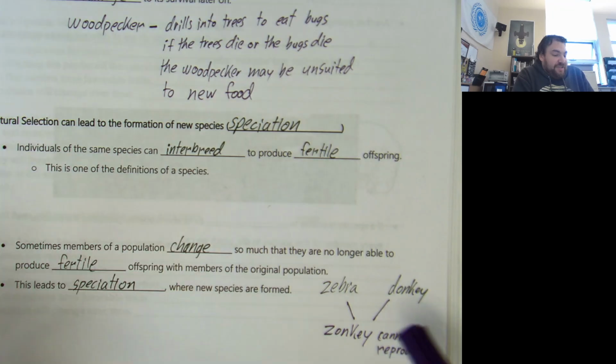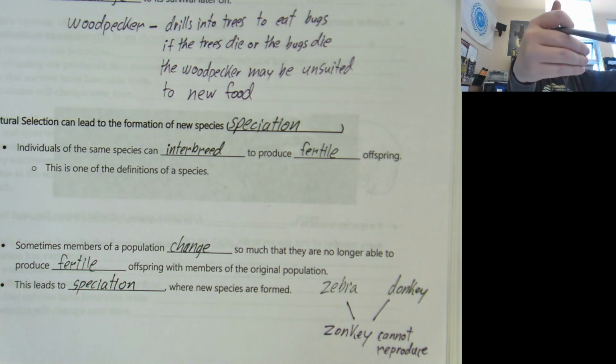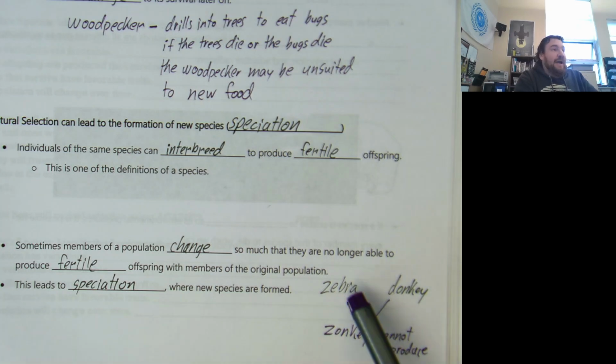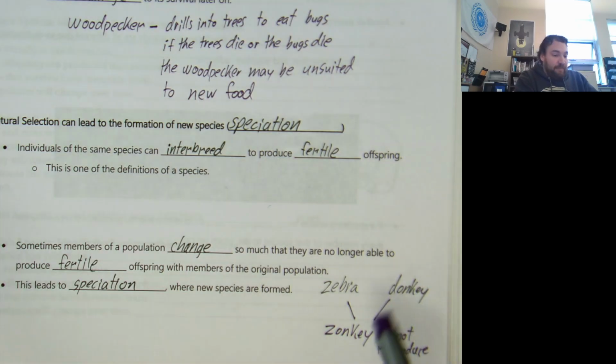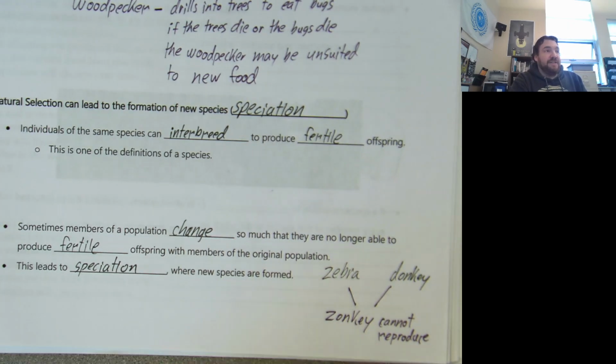So this is an example of what we're talking about here. Zebras and donkeys may have had a common ancestor, but the adaptations have separated them so far down the chain that in some areas the zebra was better suited, in other areas the donkey was better suited, and now you have populations, these two, even though they may have shared a common ancestor at some point in the past, cannot breed with each other to create fertile offspring. Zonkeys cannot reproduce with other zonkeys because of those chromosomal issues.